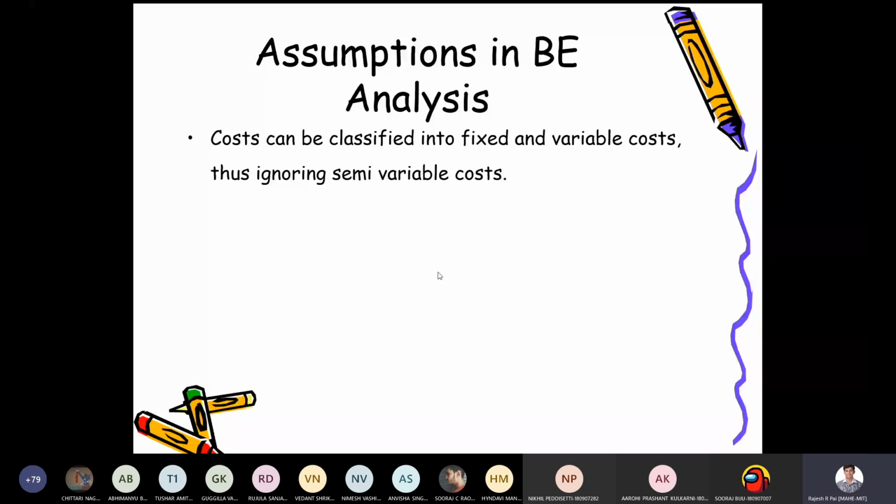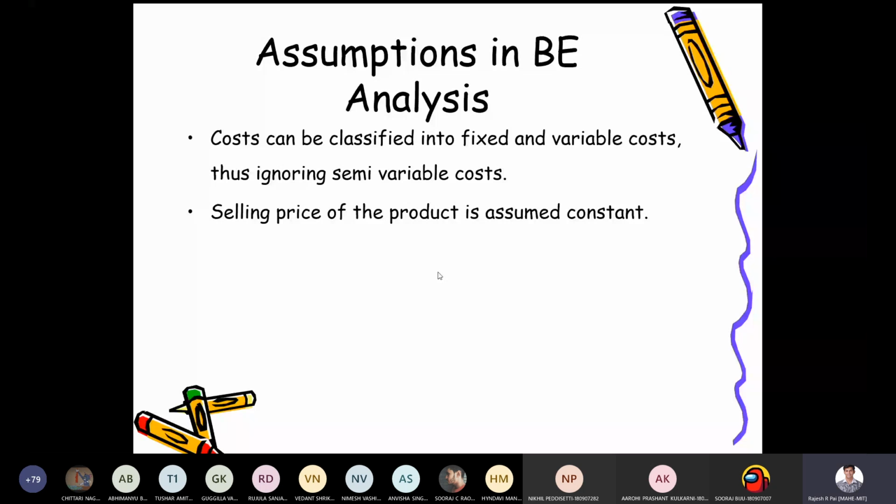For other parameters or overheads or semi-variable cost components, there are different ways. For example, you have ratio analysis in the financial statements, which gives us the financial position of the organization, but for calculating break even analysis you generally consider the fixed and variable cost. So that is one assumption. Then the selling price of a product is assumed to be constant for a given time period.